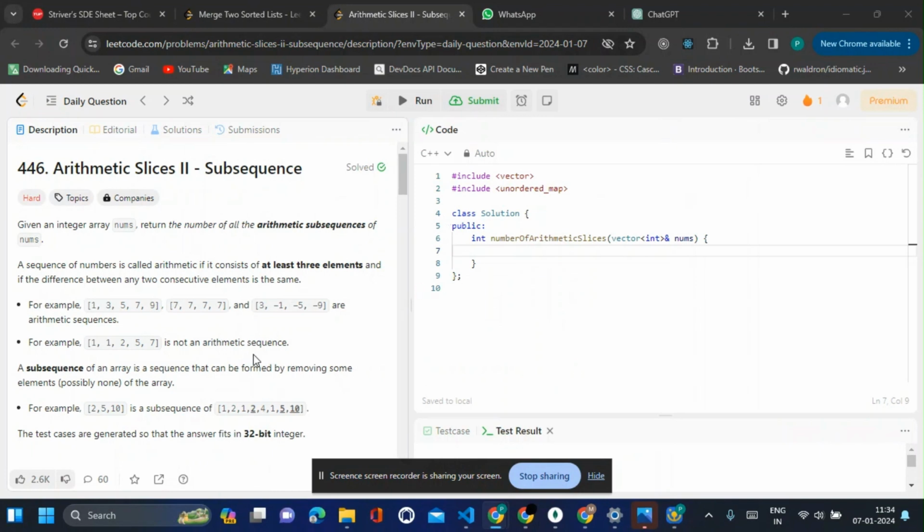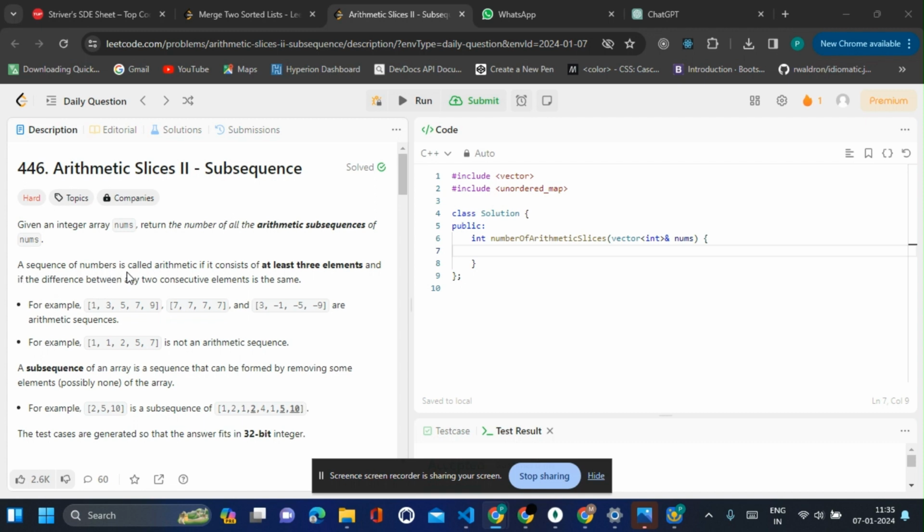Good morning, everyone. So, today's LeetCode problem is Arithmetic Slices II, Subsequence. We are given an integer array nums, and we have to return the number of all arithmetic subsequences of nums. First of all, what are arithmetic subsequences?